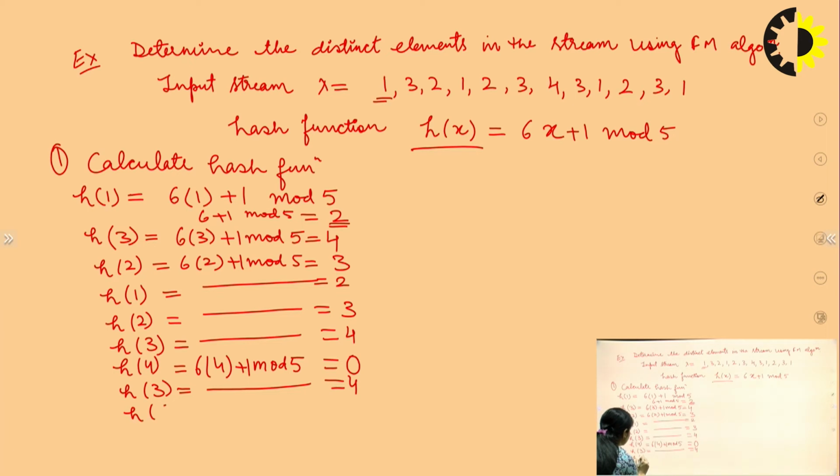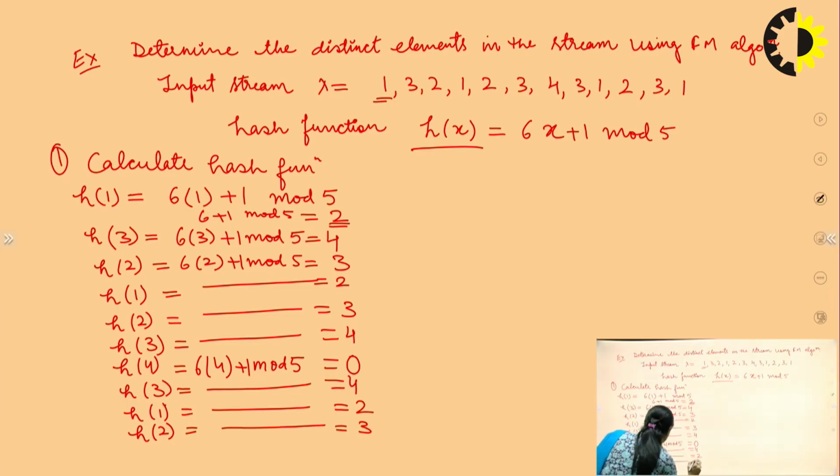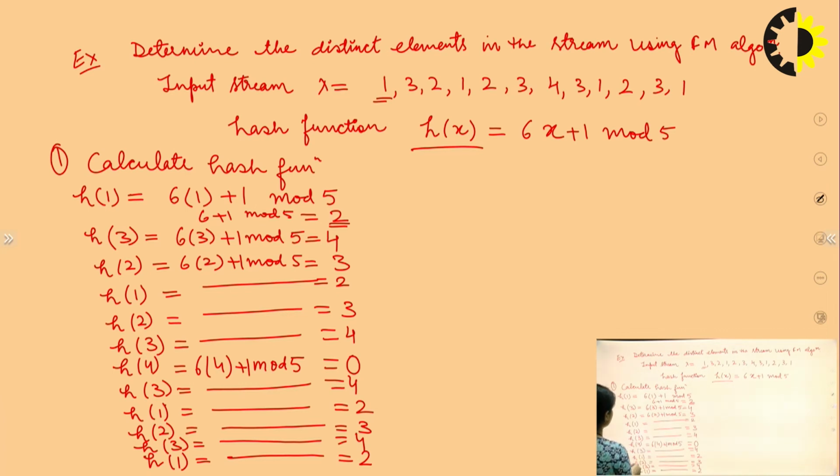h(1), 2, h(2), 3, h(3), that is 4, and the last integer in the stream is h(1), that is 2, right? So that's how we have calculated all the hash values.